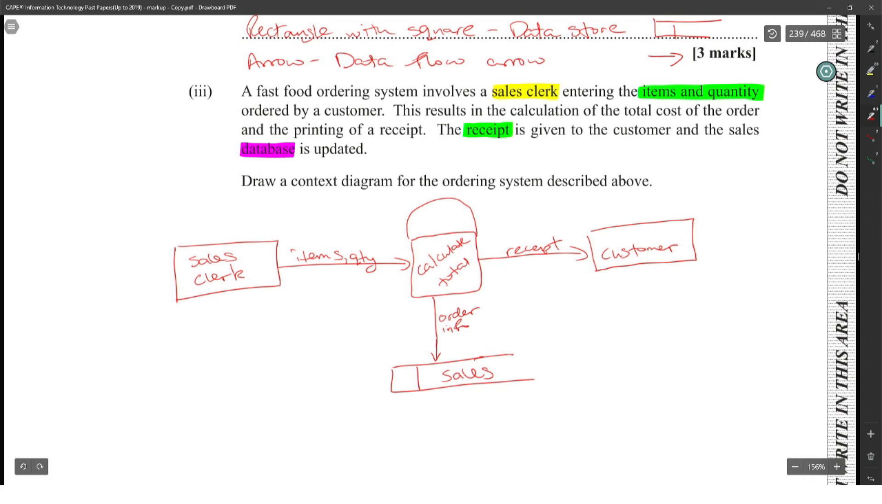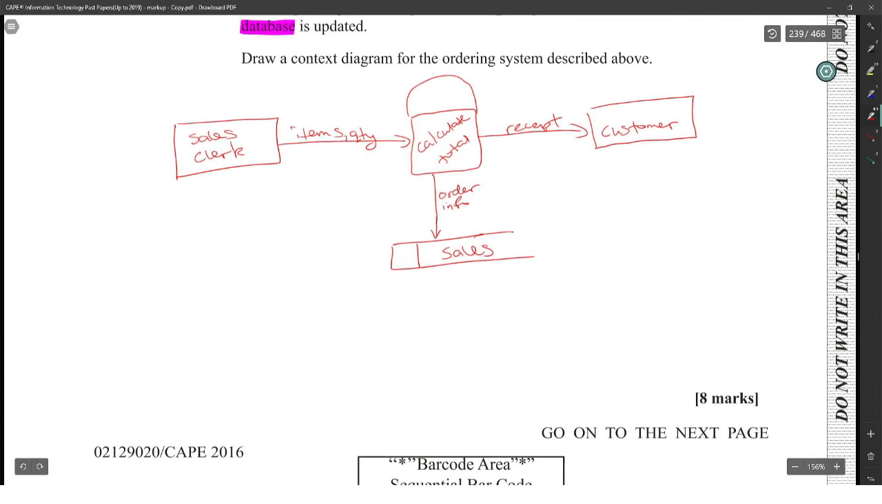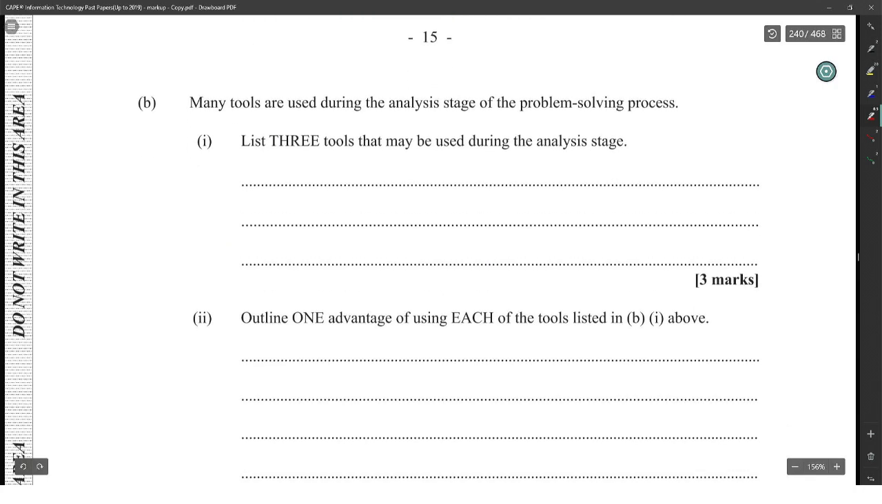The receipt is given to the customer and the sales database is updated. Full calculation of the total cost of the order and printing of a receipt. The receipt is given right here. So that's basically what we have there for 8 marks. Fairly straightforward.